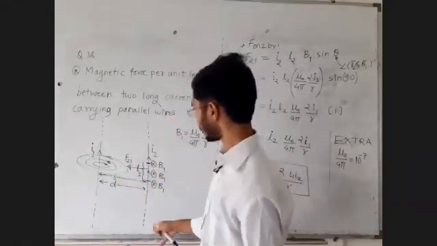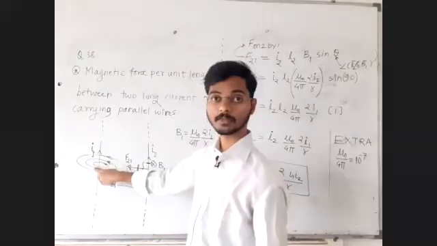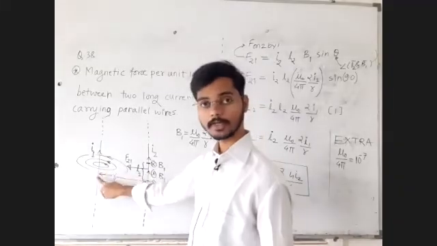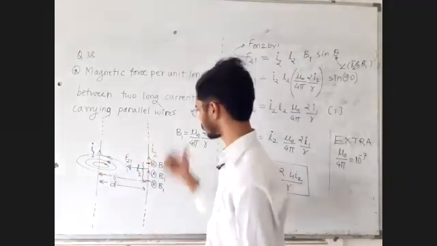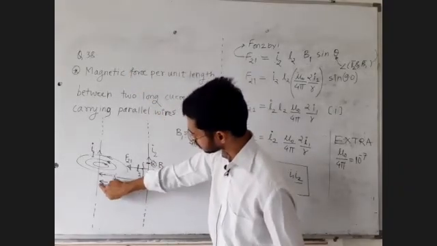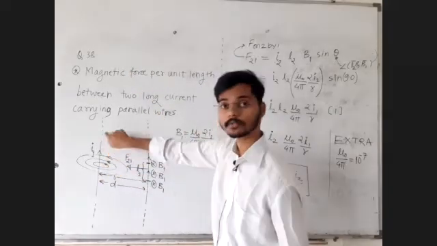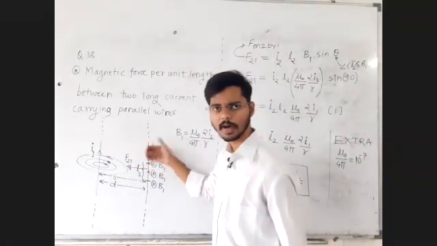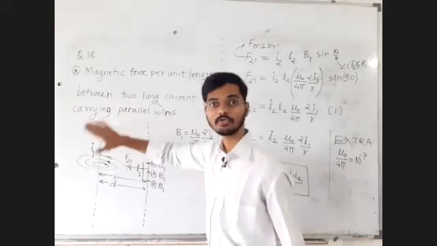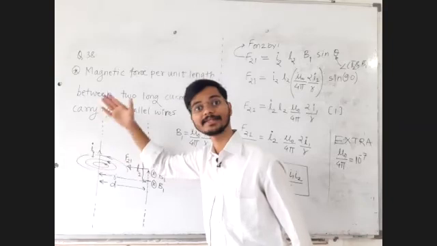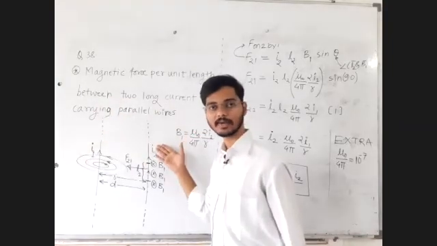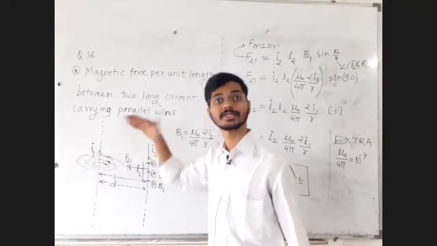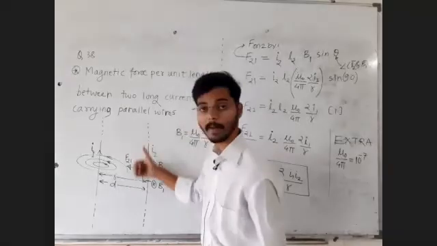Now let us say second wire. Now the first wire is placed in the magnetic field of second wire. So let us find out, at any point on this wire, the direction of magnetic field because of the second wire. And the first wire is a current carrying conductor placed in the magnetic field of second wire. Okay. What is the direction of magnetic field of second wire?